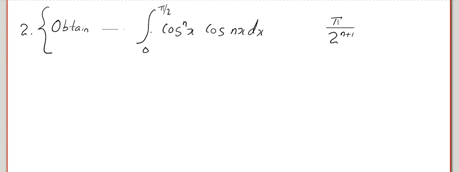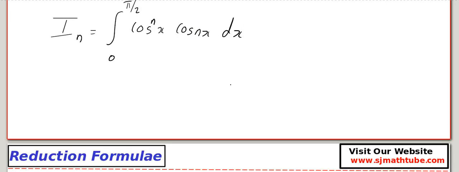It's something similar to the previous problem, but we have an advantage. We don't have two alphabets here, we have only one quantity, that is n. So let's start with the naming. Let's call the given integral I_n. And the procedure is exactly the same.